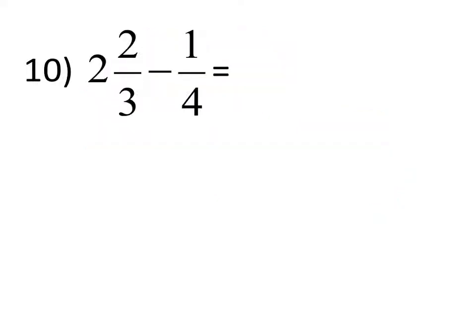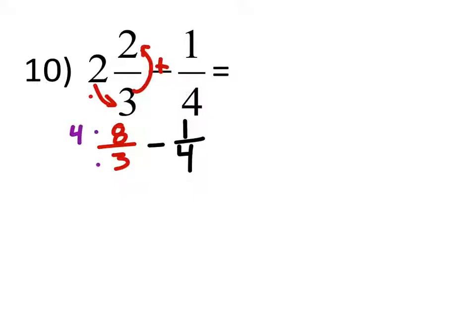All right, so 2 2/3. So we'll change this into an improper fraction. 1/4 is a proper fraction, so we don't need to change that one. That's nice. 2 times 3 is 6, plus 2 is 8. So I got 8/3 minus the 1/4 here. But we don't have those common denominators that we need. So I'm going to have to multiply these by 4. And I'll multiply these by 3.